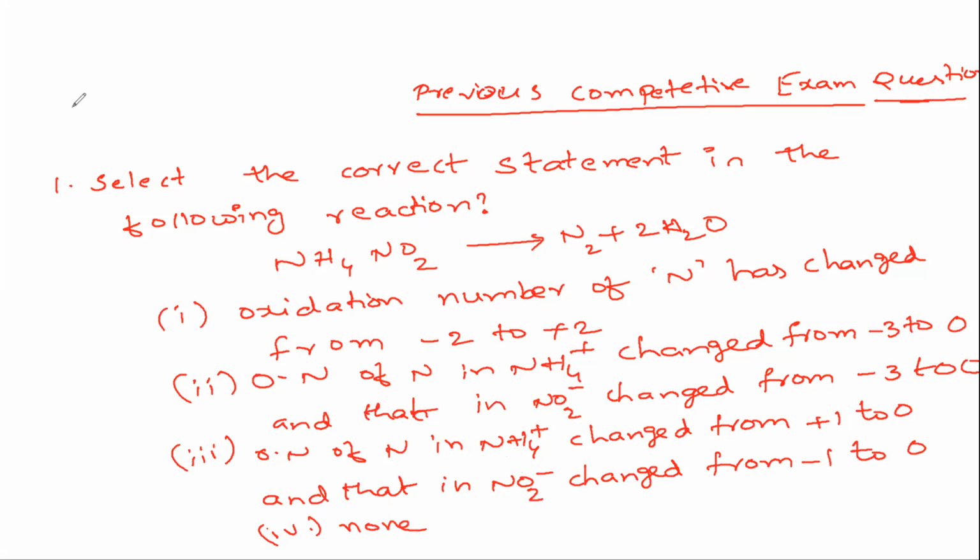So here what happens, ammonium nitrite, NH4NO2, is made of NH4+ and NO2-. So in NH4+ it is +1, and in NO2- it is -1. So +1 to 0 and -1 to 0. So the answer is the third option, because here it becomes 0. And here it is +1 and here it is -1, and finally it becomes 0. So it is very simple, like these questions you'll get.